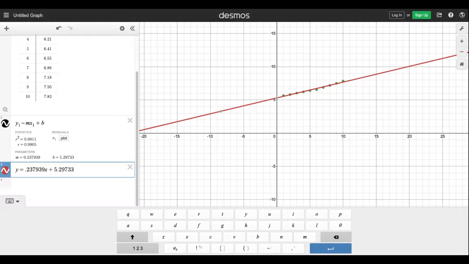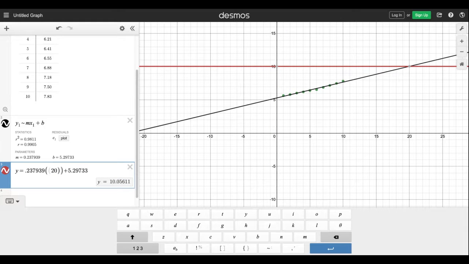X equals 20. That is exactly right. Now, if I wanted to do that, all I'd have to do is put 20 in here, don't I? Can I do that? I think I can put 20 in there. For that X, I just put 20 in there.